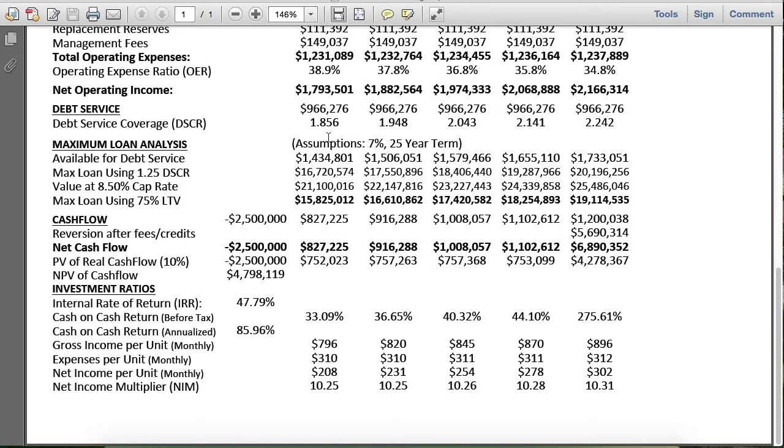So in this scenario, if our mortgage is $1,000 a month, we're actually collecting $1,856 a month in rents. And by year 5, we're collecting $2,242 a month in rents to pay a $1,000 a month mortgage. So you can see why I'm so excited about this project.